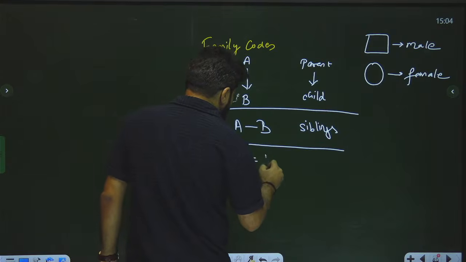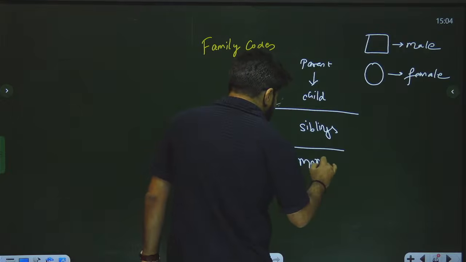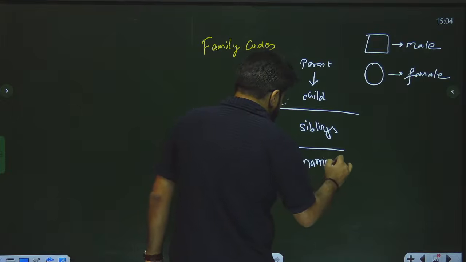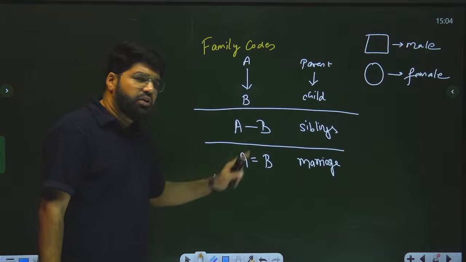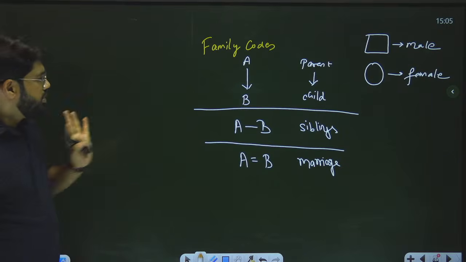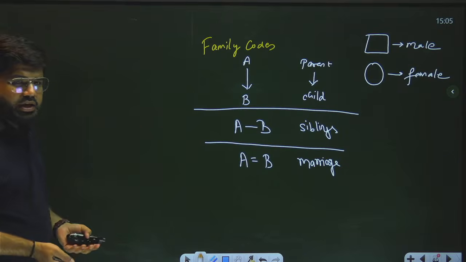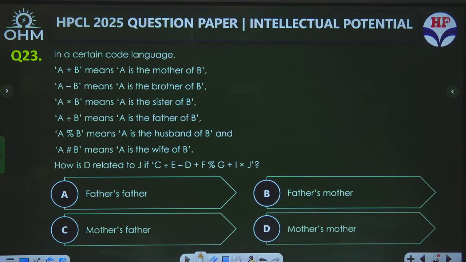One more common terminology that will come in questions is A equal to B. The question may be in the form of marriage, so A equal to B means A is married to B. One of them will be male, one female, and based on the data we can put the circle and box there. These are the common things you have to remember. Now we can try to solve this particular question.